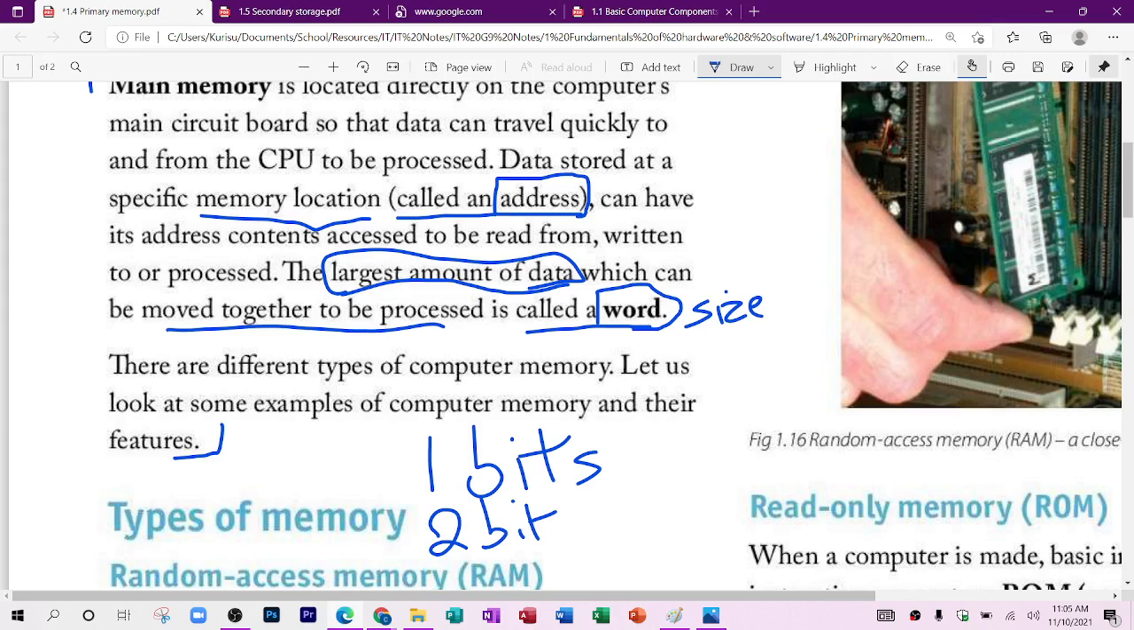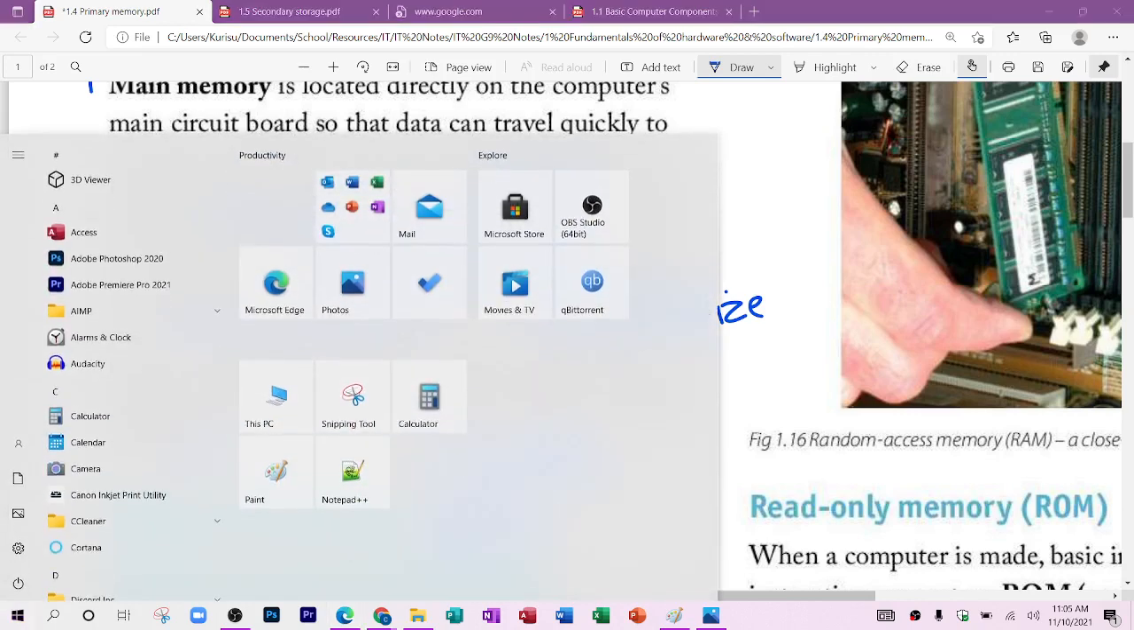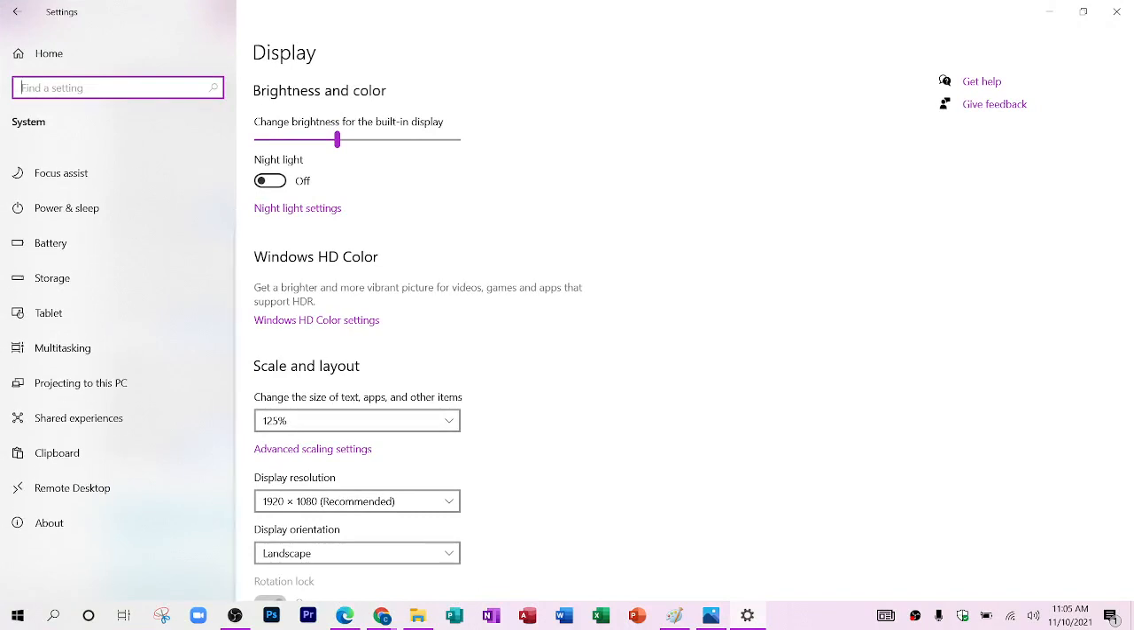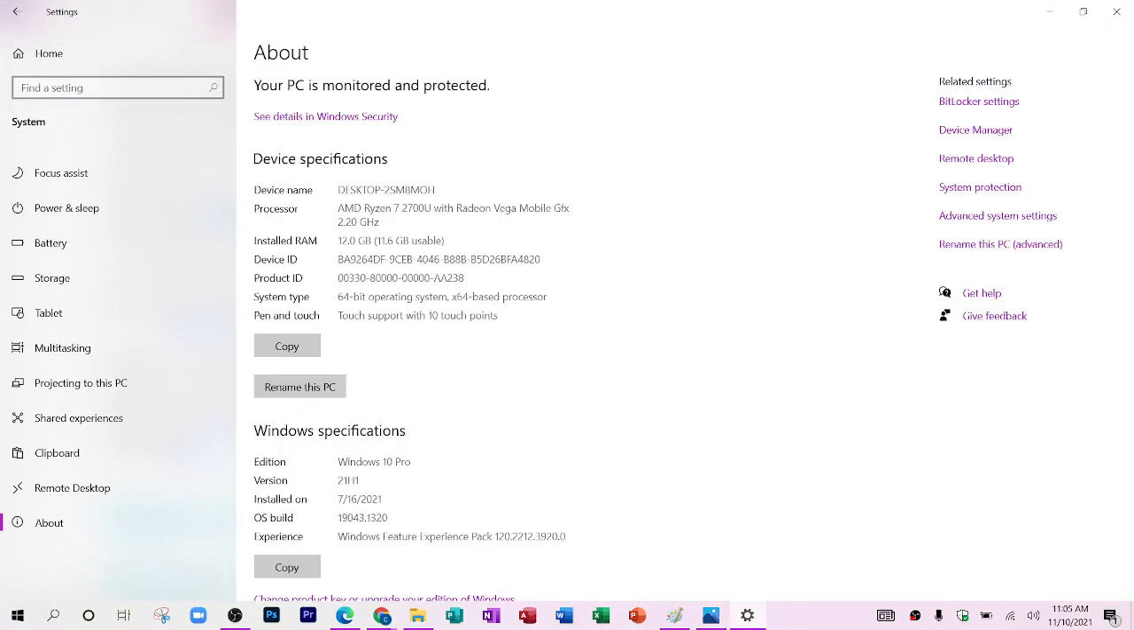So for example, you can actually see this on your computer. When you go to settings, if you're using Windows 10, you go to System, and you go to About. If you notice here, the system that we are using, it is 64-bit. So that means it can move 64 bits of data at one time and process 64 bits of data at the same time.